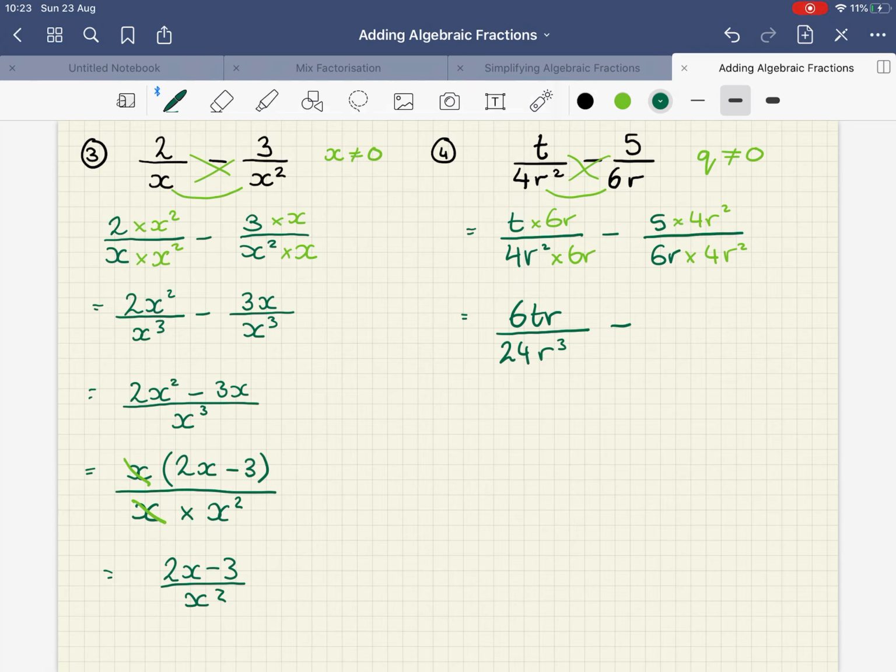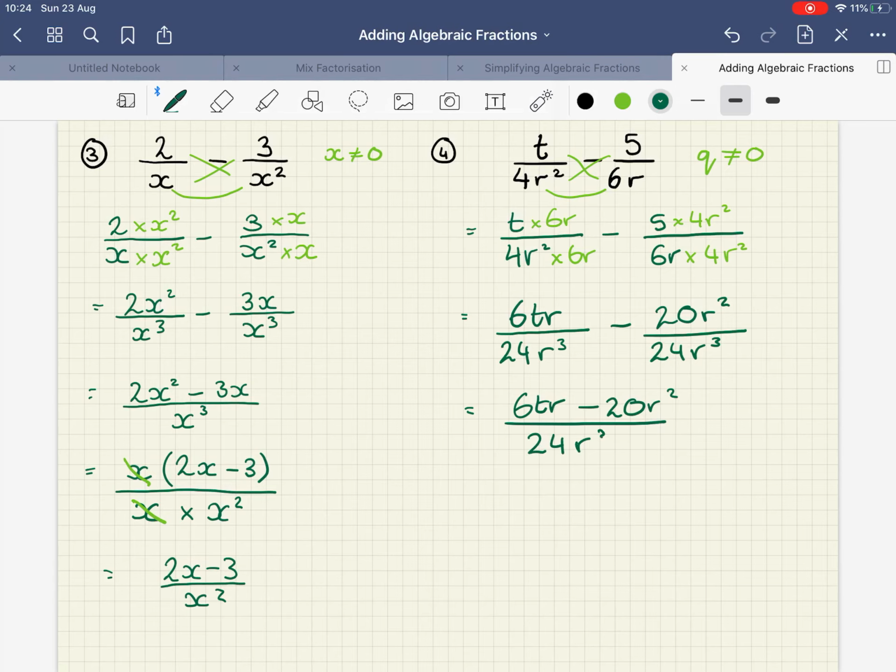And then next one, I've got 5 times 4, which is going to give me 20. Then I've got that r squared all over 6 times the 4 is going to give me 24r cubed. So again, I can put it all onto one fraction.